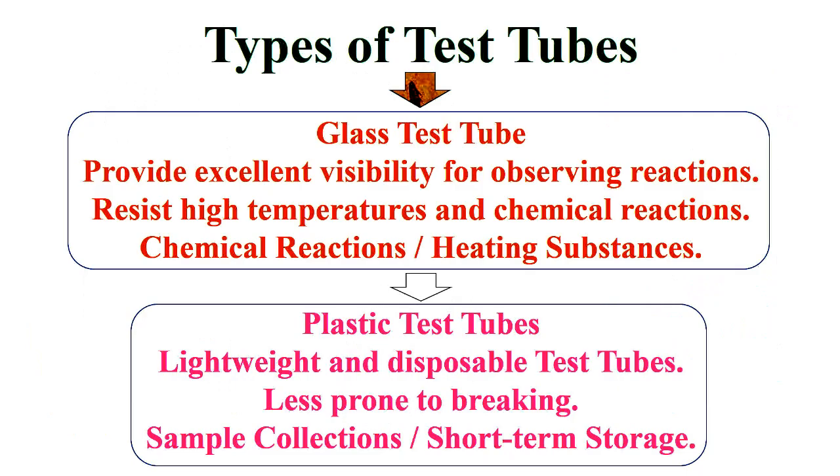Glass test tubes provide excellent visibility for observing reactions and resist high temperatures and chemical reactions, so they are used for chemical reactions and heating substances, while plastic test tubes are lightweight and disposable, less prone to breaking, and used for sample collection and short-term storage, as mentioned in the next slide.